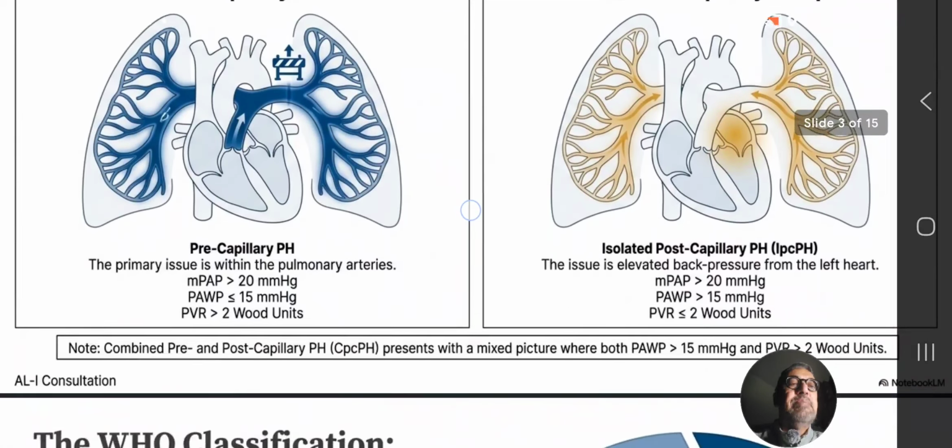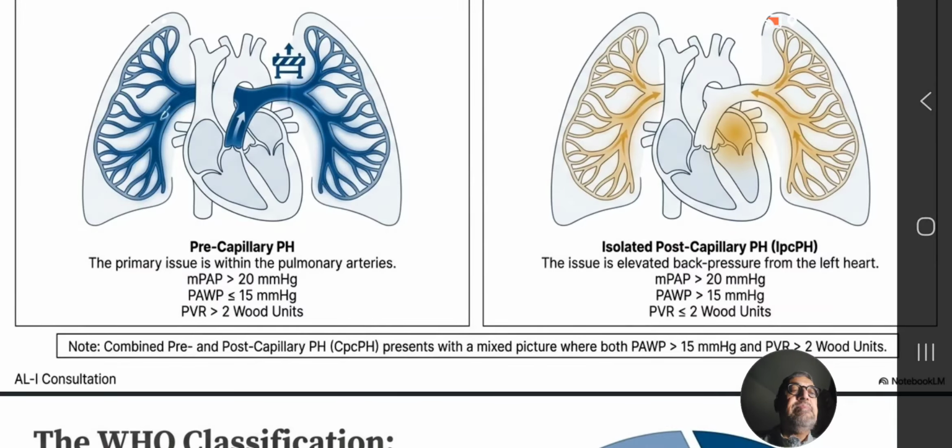In postcapillary pulmonary hypertension, the issue is back pressure from the left heart. Mean PA pressure is greater than 20. Wedge pressure is greater than 15. Pulmonary vascular resistance is less than 2.